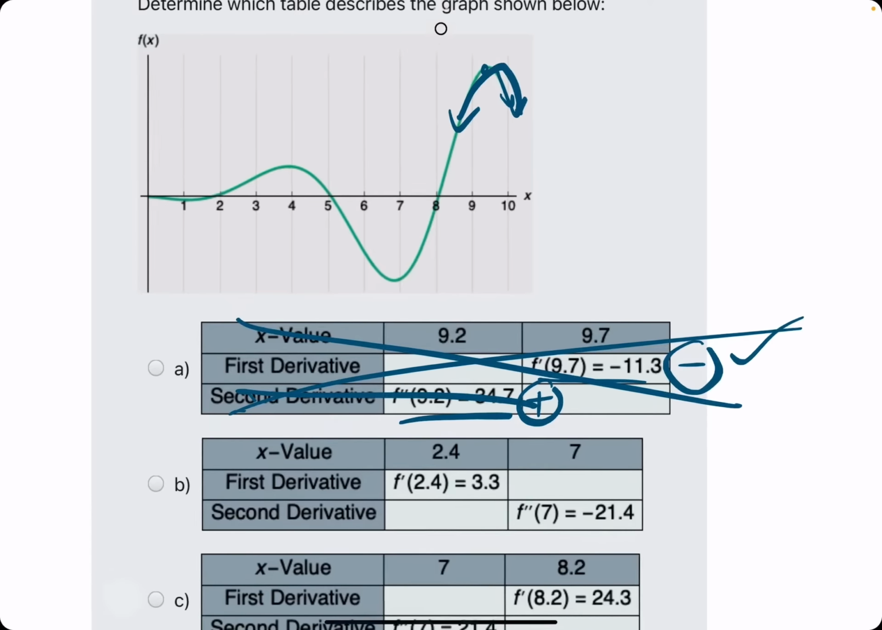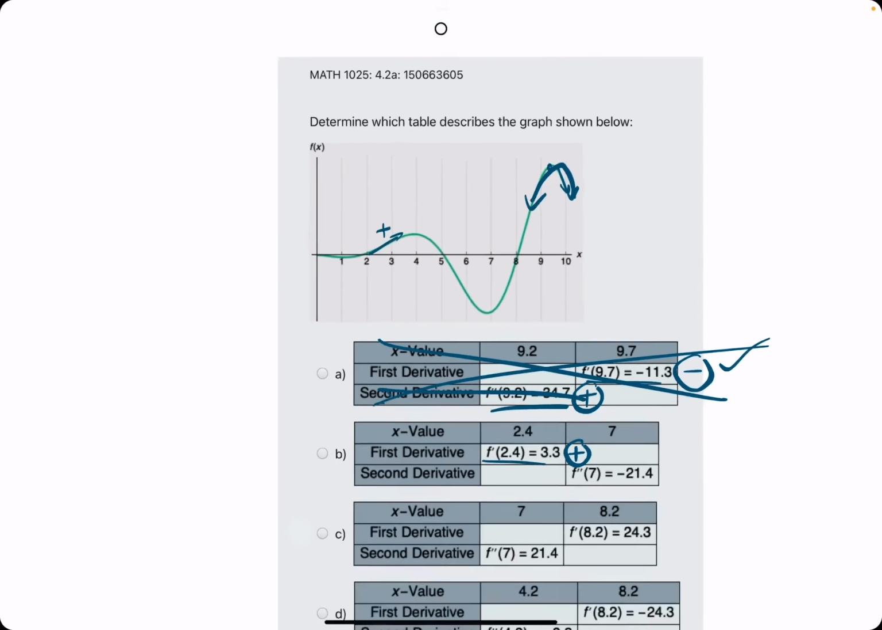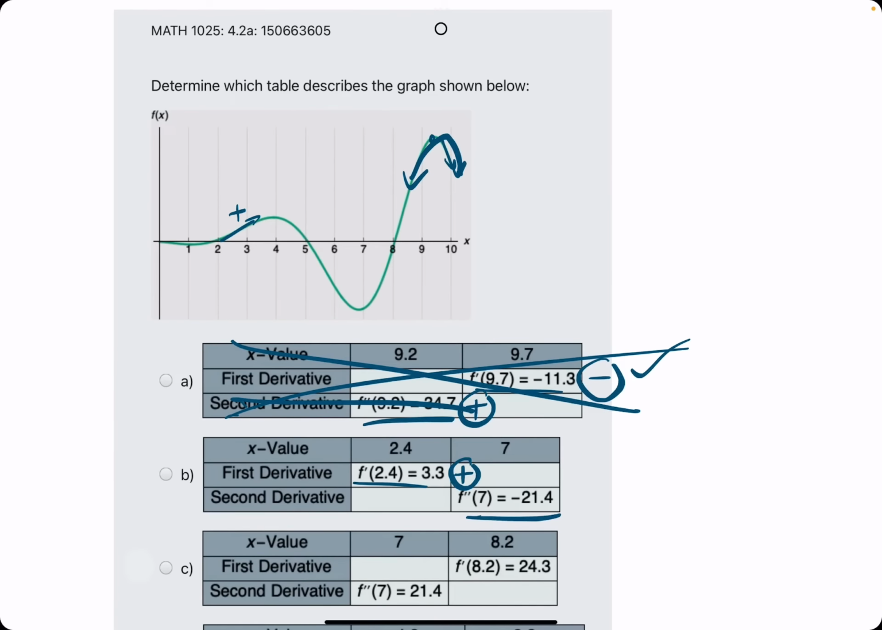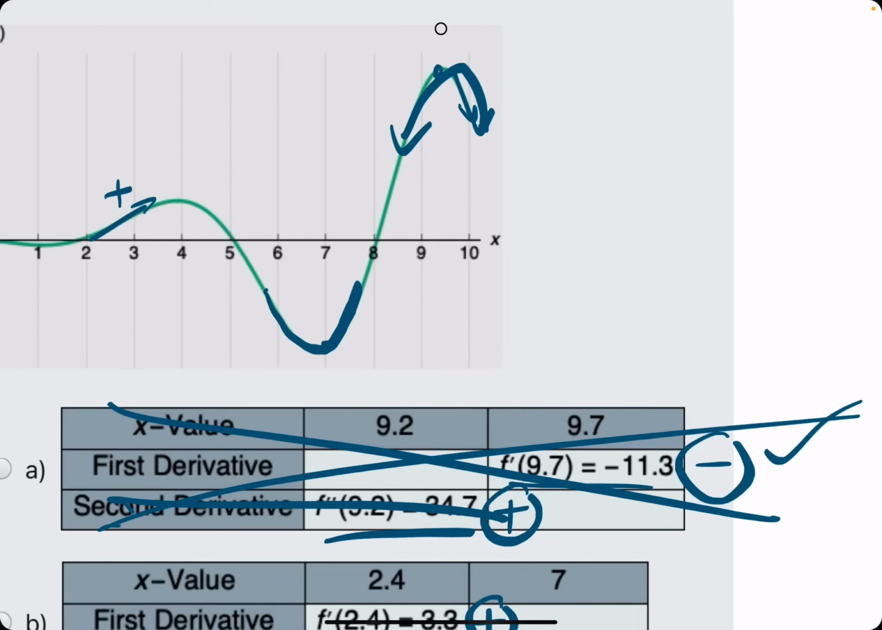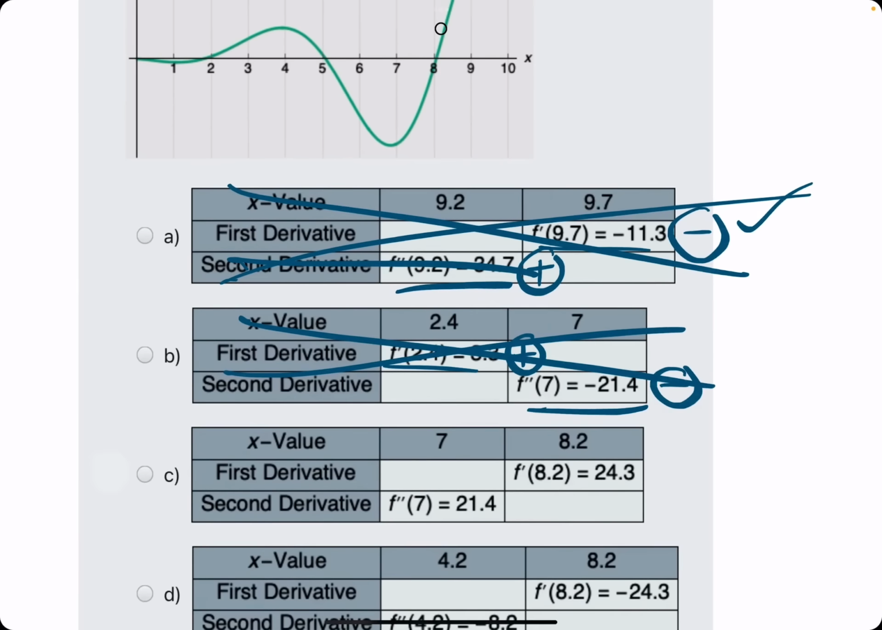Let's move on to B. They say f prime at 2.4 is 3.3, or positive. So at 2.4, we do have a positive slope, so that checks out. They say that f double prime at 7 is negative 21, meaning f should be concave down at x equals 7. But at 7, it looks like we have a very concave up curve. So that statement is false as well. Let's clean up the graph a little bit and move on to C.